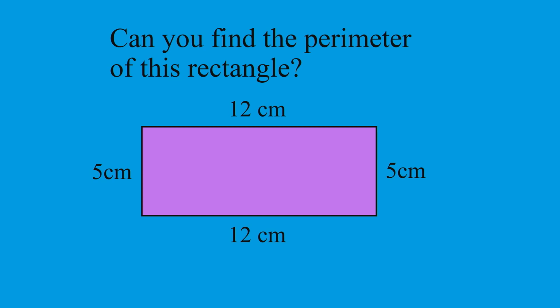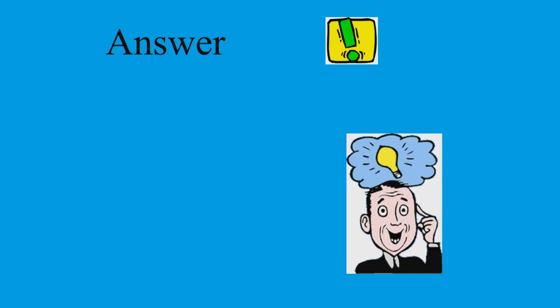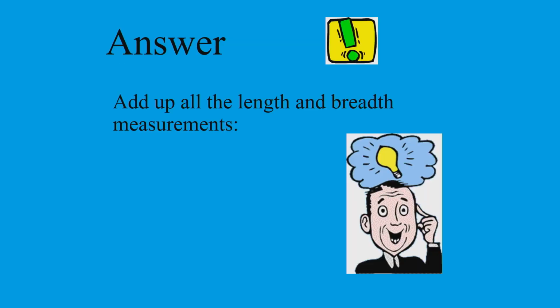Let's now find out the perimeter of the rectangle in this slide. Add up all the length and breadth measurements. 12 centimeters plus 12 centimeters plus 5 centimeters plus 5 centimeters, which will give us 34 centimeters.